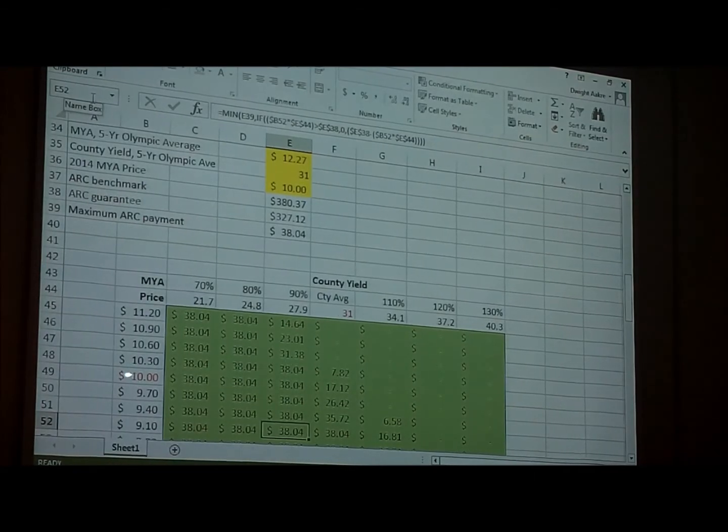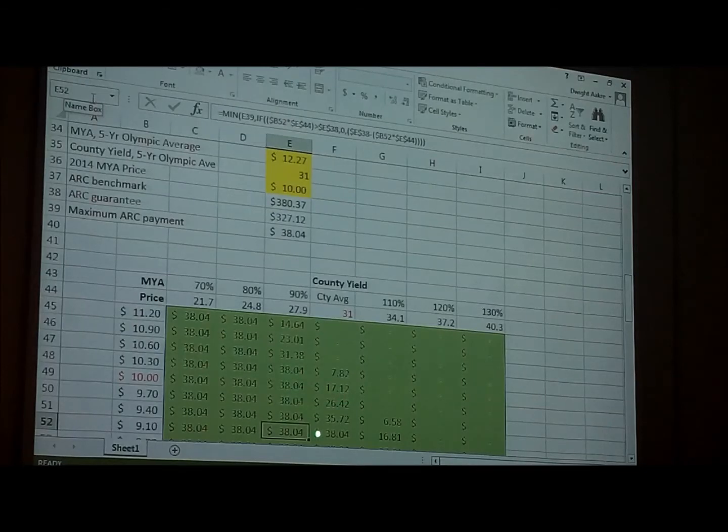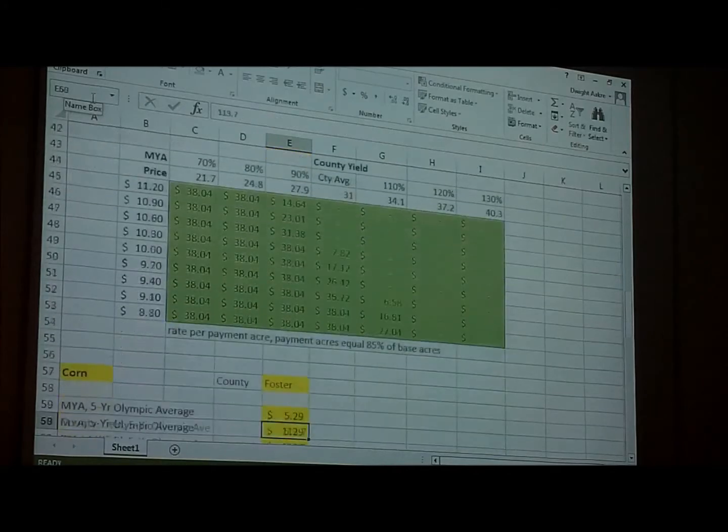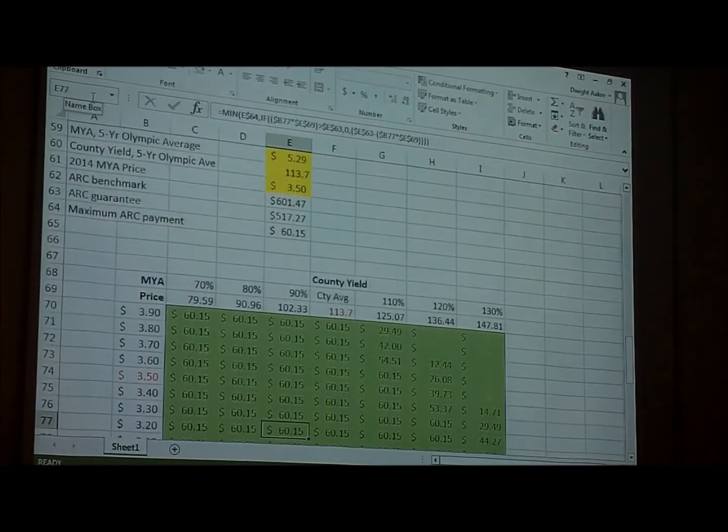But if we get below that, and USDA is now at $10, an average yield will trigger about a $17 payment, and if the price drops more, it will be larger. But anything above an average yield, for the most part, is not going to trigger an ARC payment. Corn, on the other hand, is a little different. 5.29, that 5-year benchmark price, 113.7 is the benchmark yield for Foster County, using a 350 projection. Even at the average yield, you get the maximum payment of $60.15.